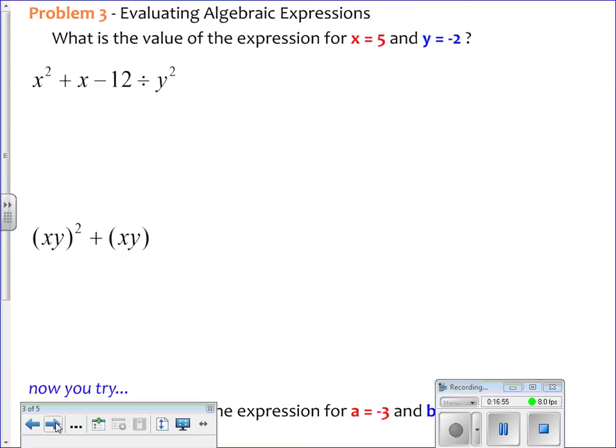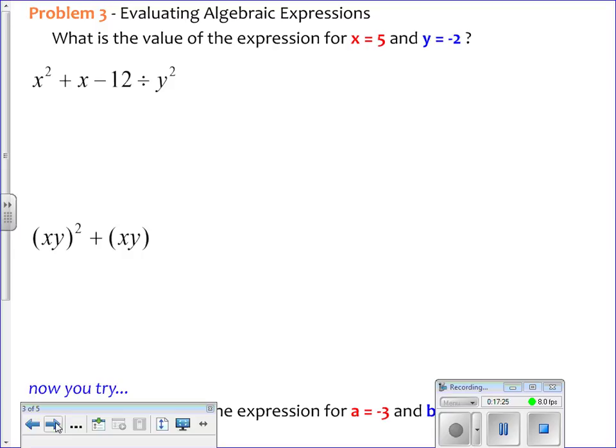Okay, now we're on to this one. Okay, so next thing, evaluating algebraic expressions. What is the value of the expressions for x equals 5 and y equals negative 2? I take 5, plug it in for x, take negative 2, plug it in for y.